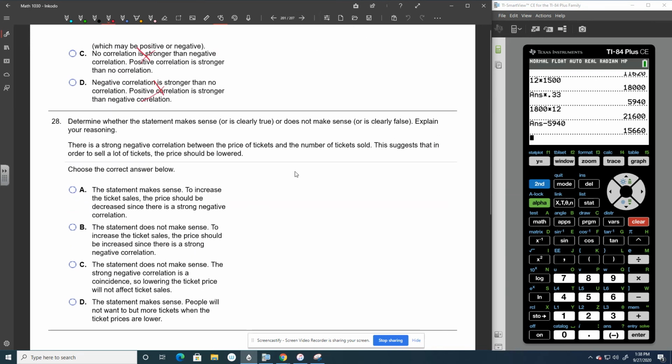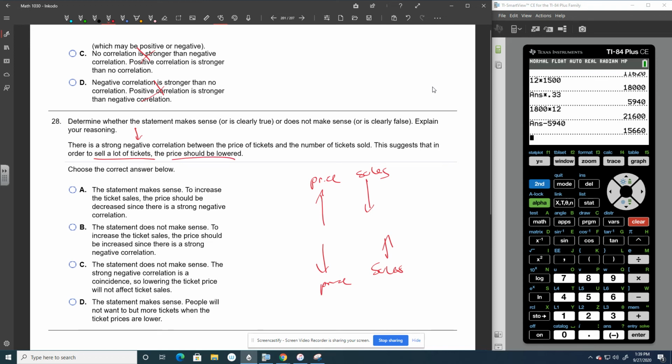Determine whether the statement makes sense or does not make sense. There is a strong negative correlation between the price of tickets and the number of tickets sold. This suggests that in order to sell a lot of tickets, the price should be lowered. So a strong negative means that as the price goes up, the ticket sales go down, or the other way around. Price goes down, sales go up. So that statement makes sense because if they want to sell a lot of tickets, they should have the price lower.